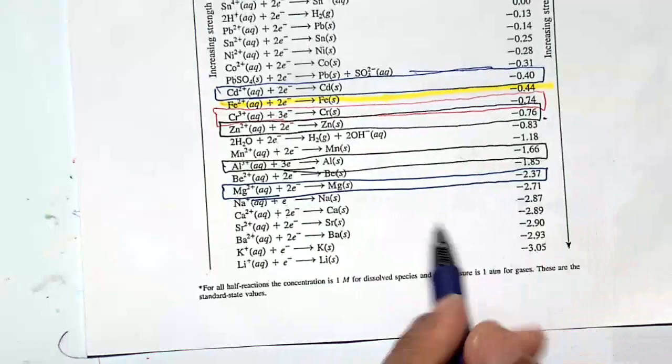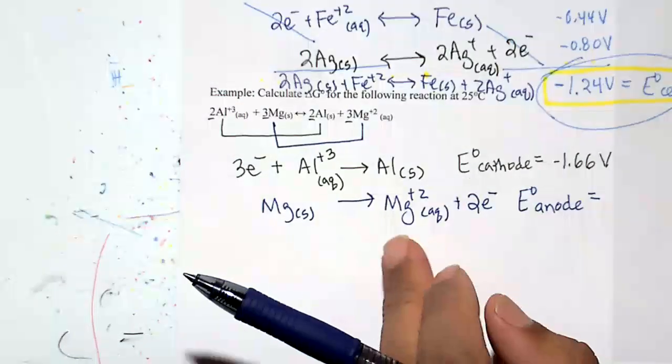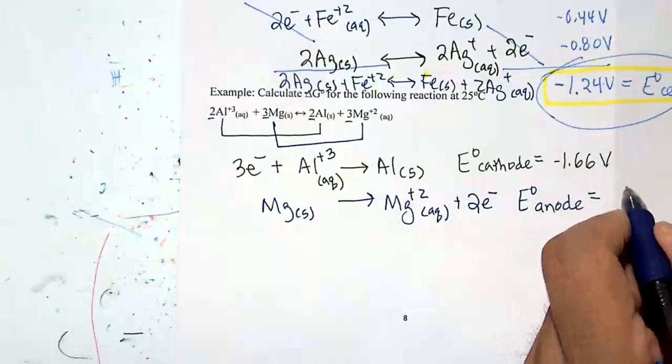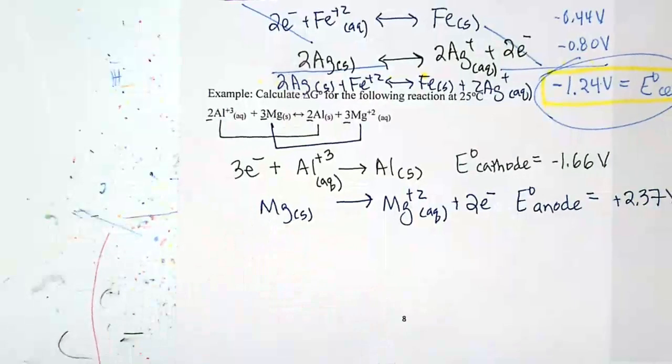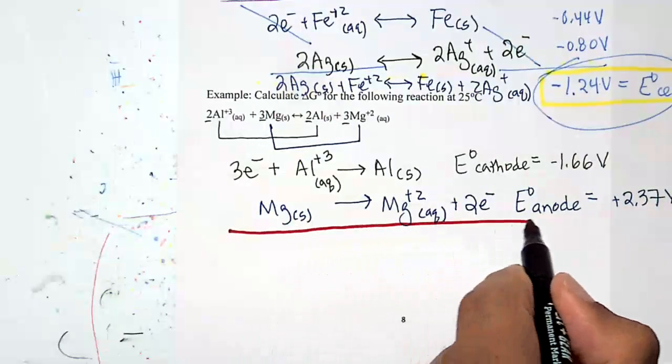Okay, we're going to flip it because this is a cathode reduction. In this problem, Mg is anode oxidation, so we're going to flip this to positive 2.37 volts. Okay, we're going to get Ecell now, which is anode and cathode coming together.